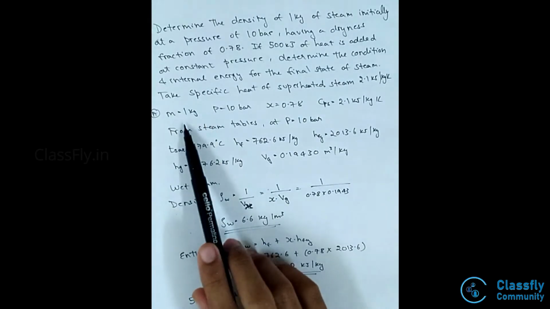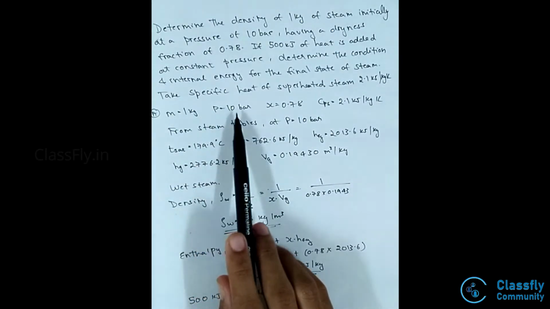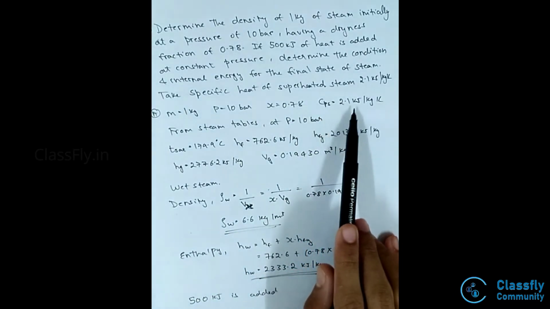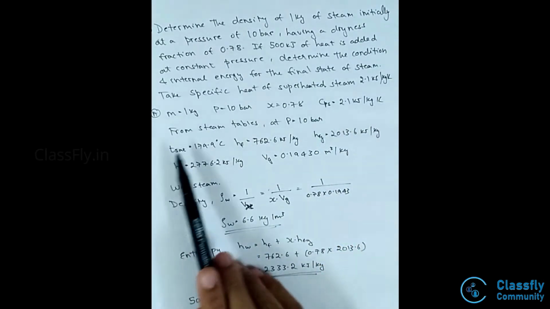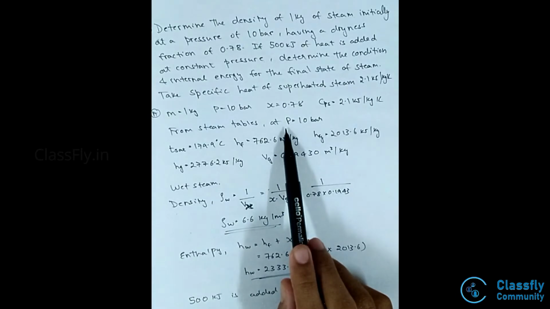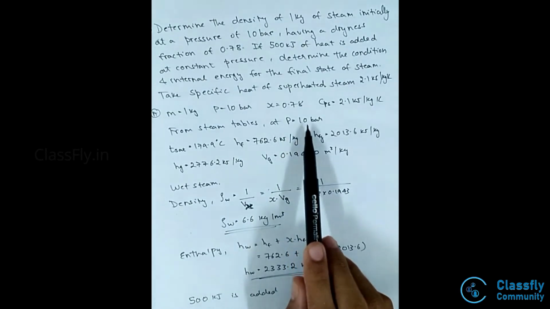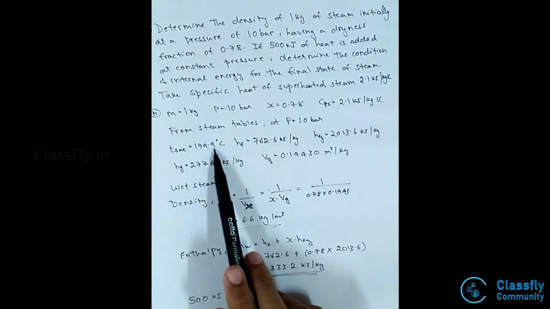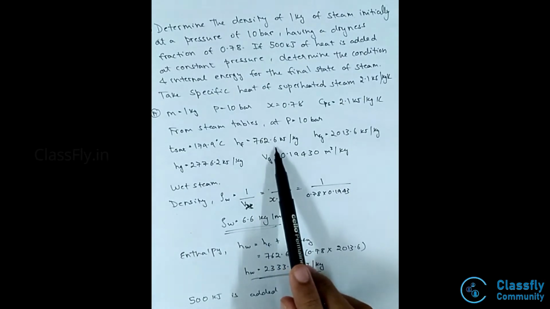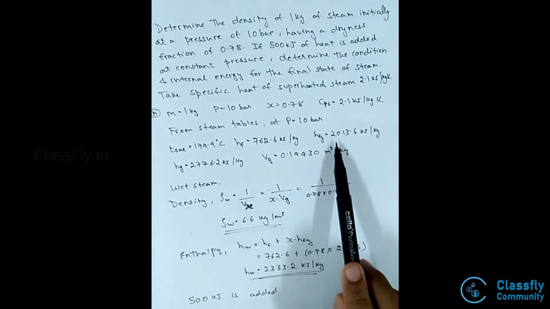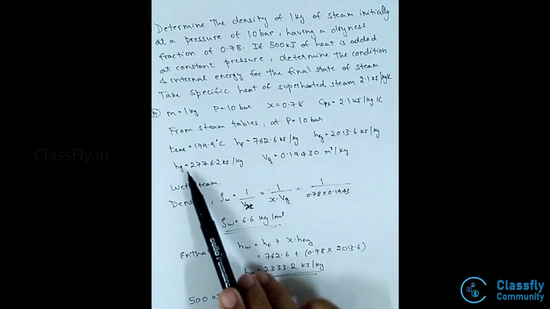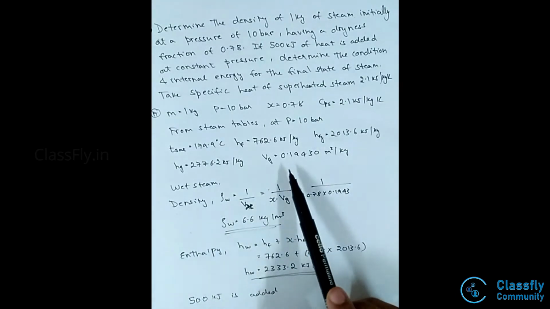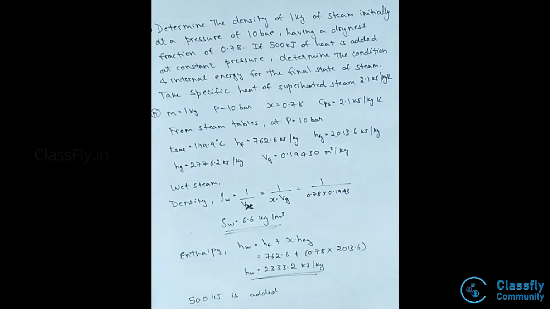Now, in the question, it is given that the mass of steam is 1 kg, pressure is 10 bar, the dryness fraction is 0.78 and the specific heat to be 2.1 kilojoules per kg Kelvin. Now, from the steam tables, corresponding to the pressure of 10 bar, we have the saturation temperature to be 179.9 degrees Celsius, Hf to be 762.6 kilojoules per kg, Hfg to be 2013.6 kilojoules per kg, Hg to be 2776.2 kilojoules per kg and Vg to be 0.19430 meter cube per kg.